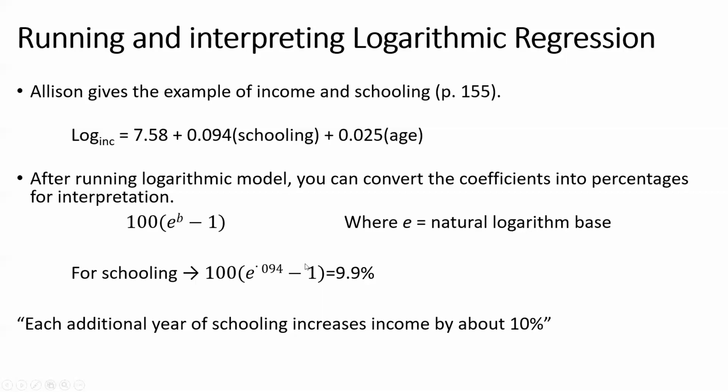So for schooling, when we run this conversion, we end up with 9.9%, which tells us that each additional year of schooling, because schooling wasn't logged, increases someone's income by about 10%. That's a really useful interpretation, and far more useful than saying a certain number of dollars, because at the low end, that number of dollars means a lot. At the high end, it may not mean as much. So for each additional year of schooling, we have about a 10% increase in income. That is a really useful interpretive structure for the relationship between those variables.